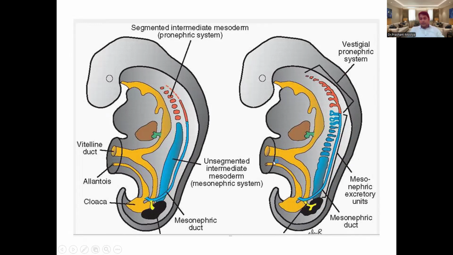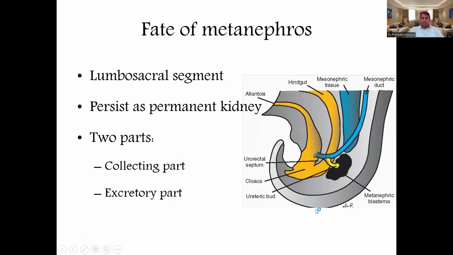So in the search of the advanced kidney, again, the mesonephric kidney is lost. Next comes the metanephric kidney, which happens to be in the lumbosacral segment, which is right here. We'll see. And this is said to be a permanent kidney. The metanephric kidney has two parts: one is the collecting part, and another one is the excretory part.